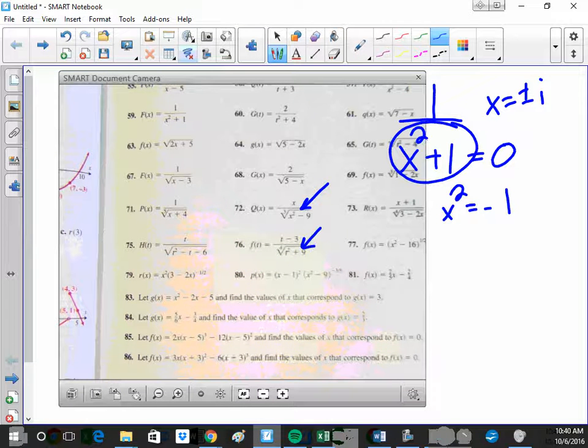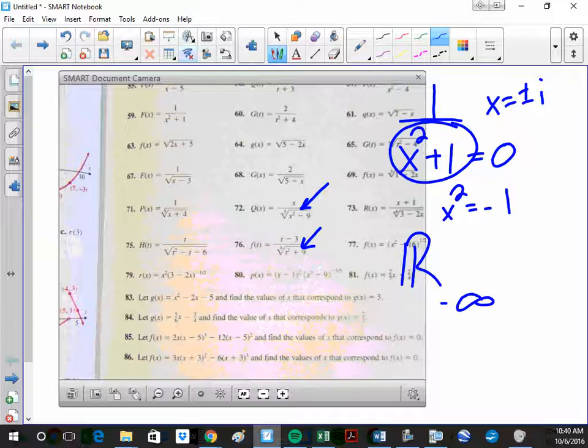Okay? And I'm not sure what Cynthia does in the back, but if the answer is all real numbers, just use the symbol. She might do this, but we don't need to.